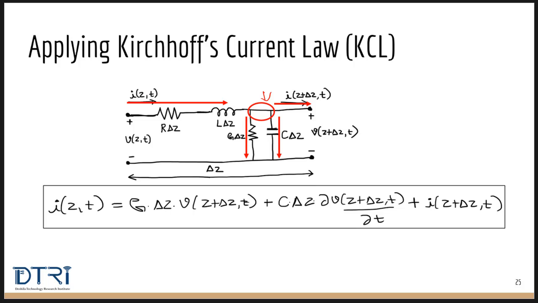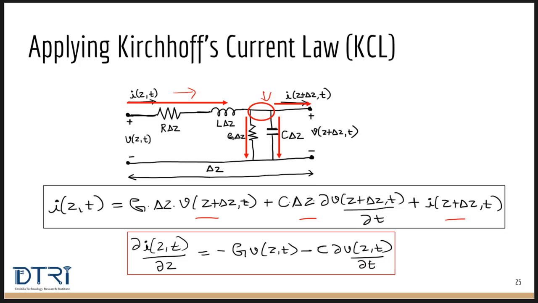I of Z comma T is the entering current, and there are three paths which are exiting current paths. Those are these three paths. Now if we rearrange, divide by delta Z and take the limit to 0, similar to what we did in KVL, we arrive at this final equation.